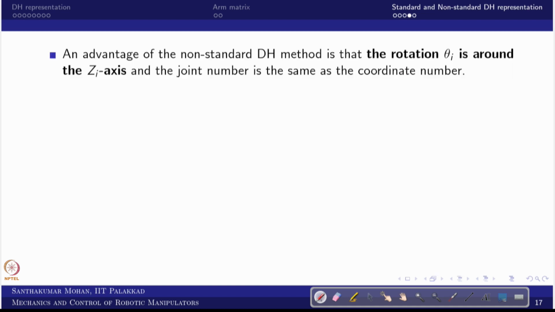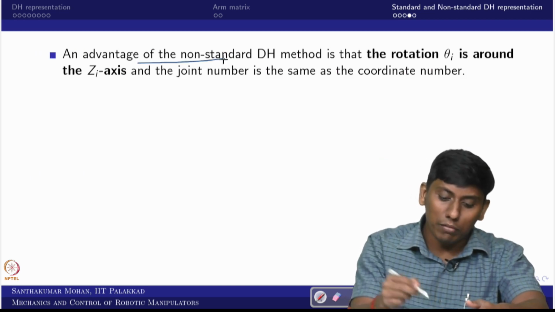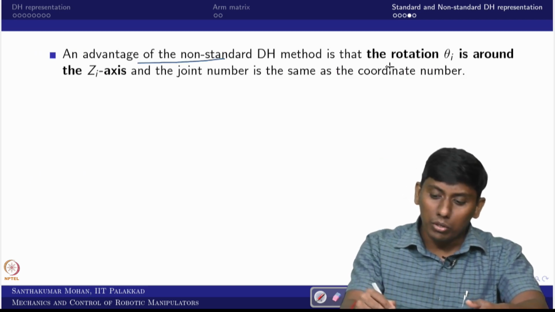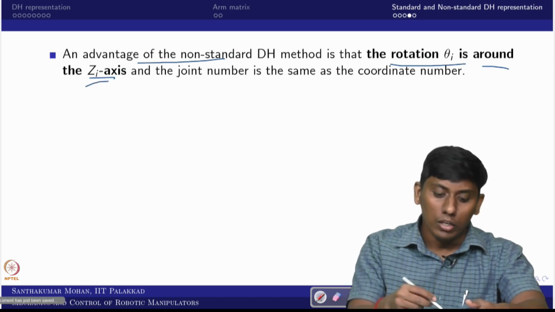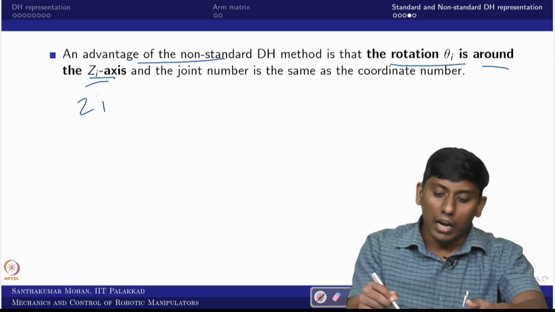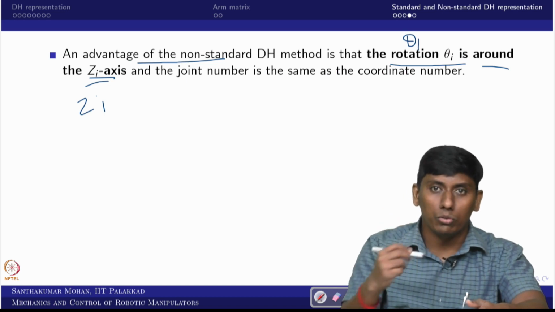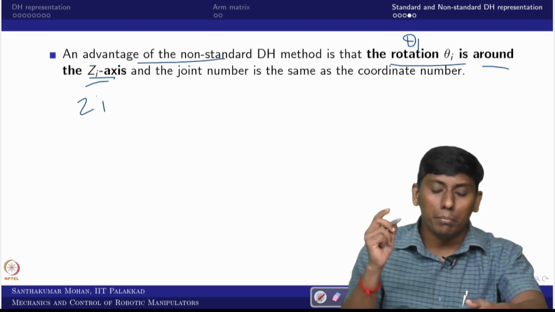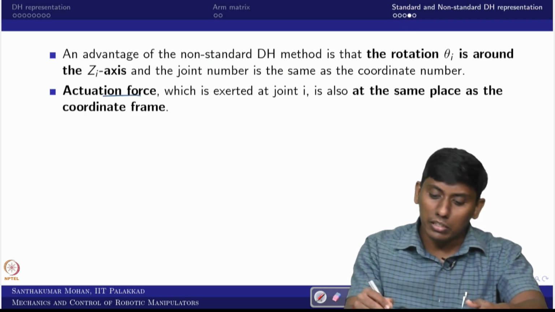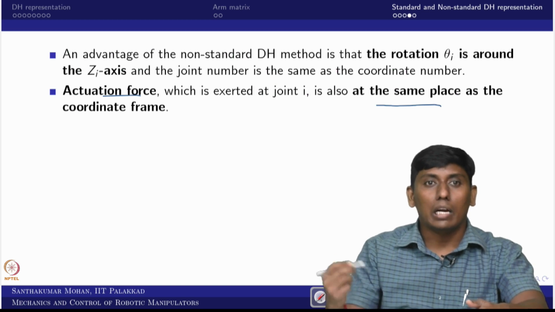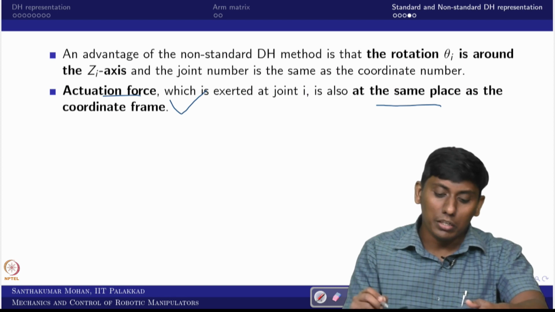So I will just end up with these two further slides. One advantage of having non-standard is the rotation of theta i is always around Zi. In the sense you denote Z1 and theta 1 corresponds to that, so your actuator belongs to that. The joint number and the coordinate number coincide, and because of that your actuation force is directly at the same place, not like the previous one. So this is one of the main benefits, that is why we are using non-standard.